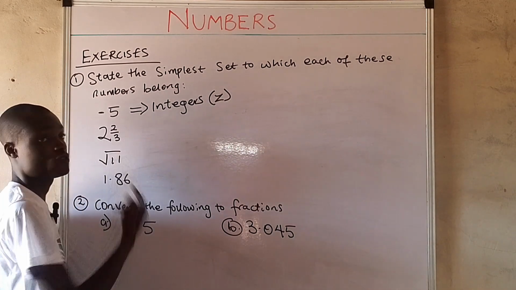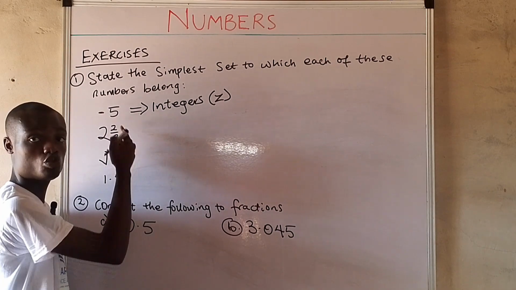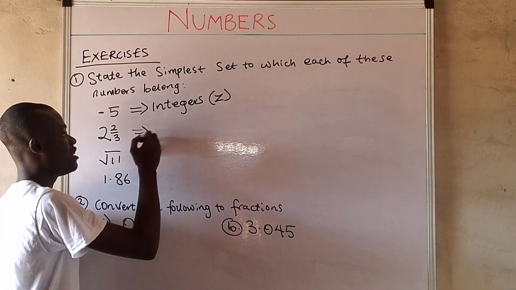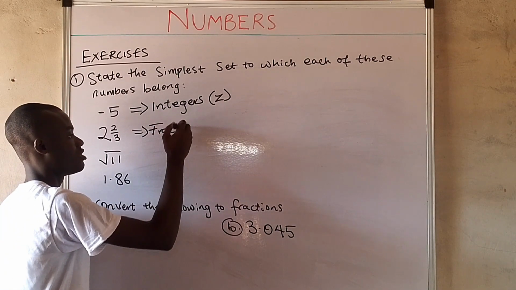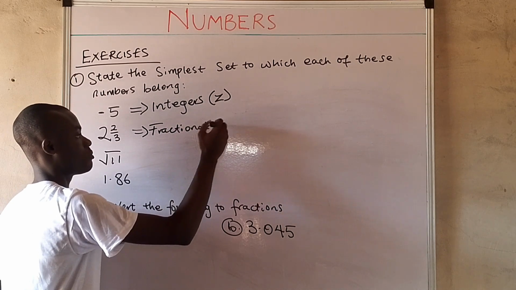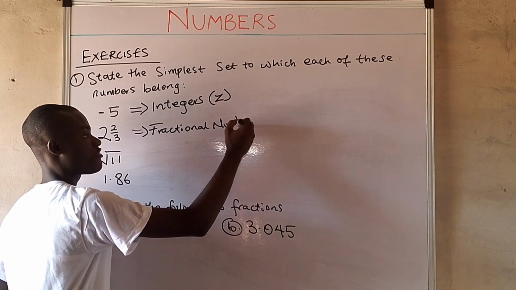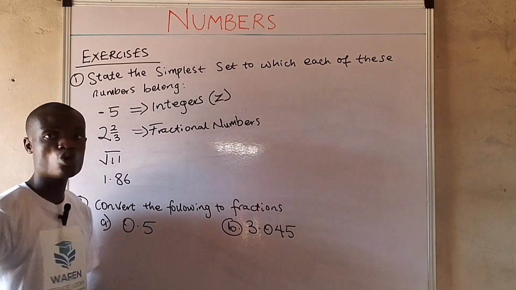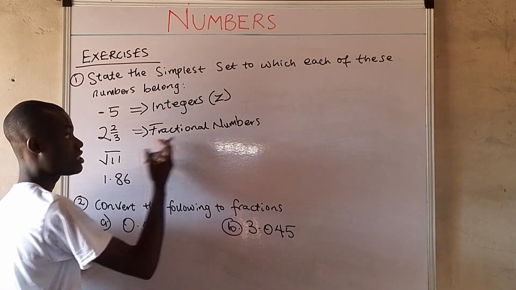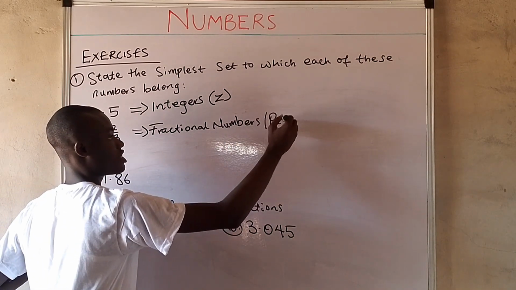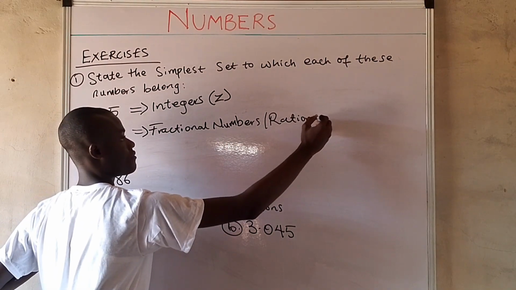So next we have 2 over 3. This is a ratio between two integers. So we can call this a fractional number. And remember, fractional numbers are also rational numbers. So we can call it a fractional number or a rational number.